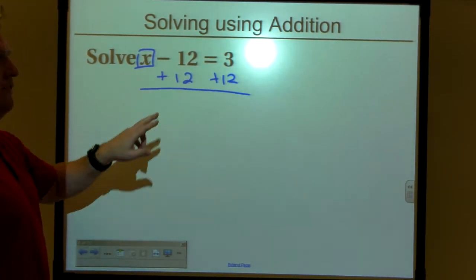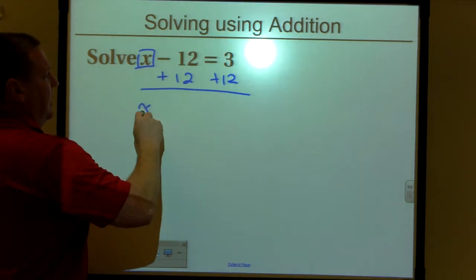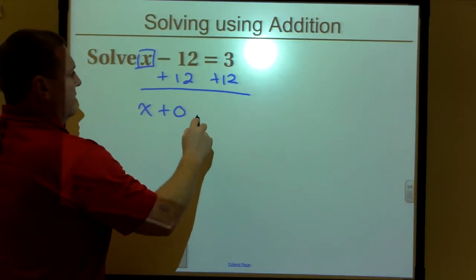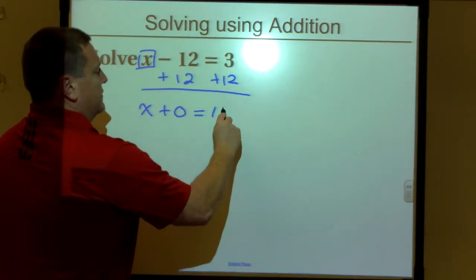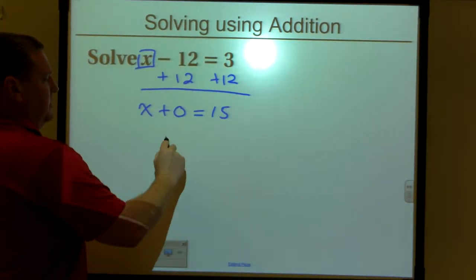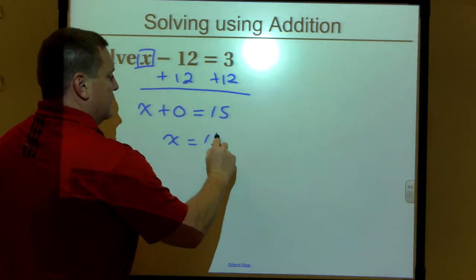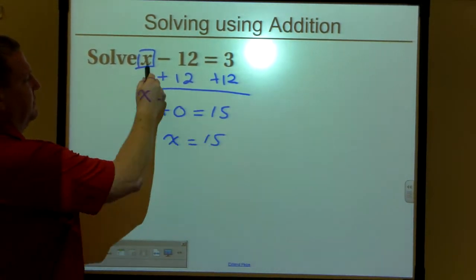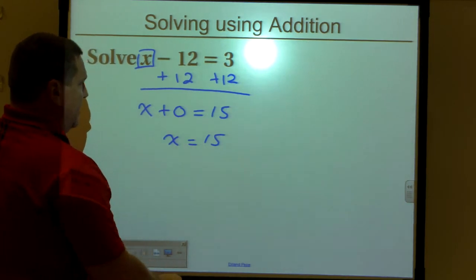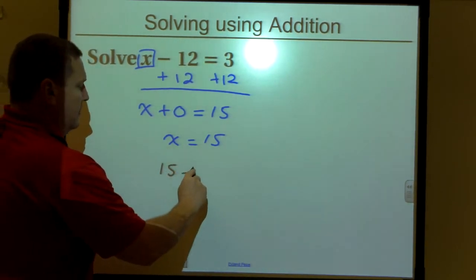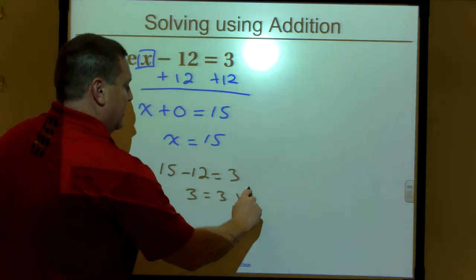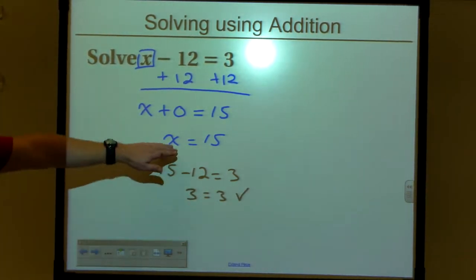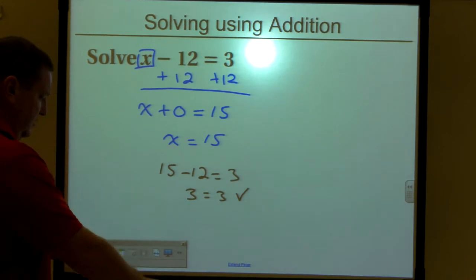This is our addition property of equality again. And this will give us x plus 0, or minus 0 if you want to call it that, is equal to 3 plus 12, which is 15. x plus 0 is just x. And then, of course, we're supposed to take this 15 and substitute it back in place here. So that gives us 15 minus 12 equals 3. We see that 3 equals 3, and that checks out as well. So we do know that x equals 15 is the solution.